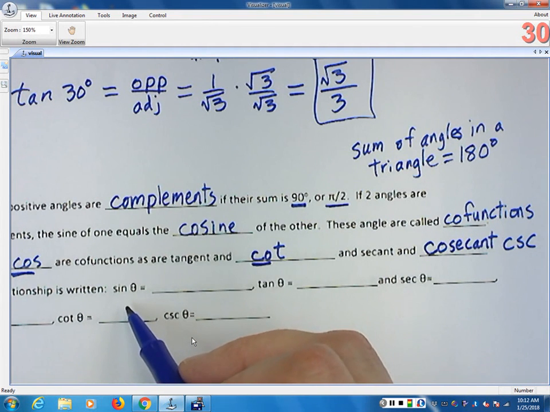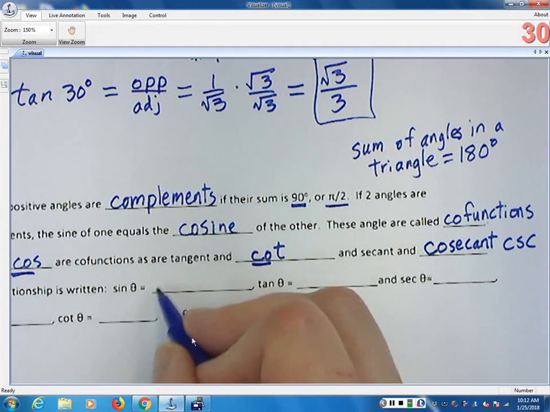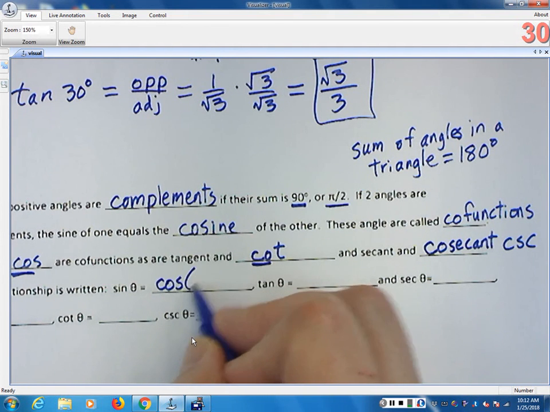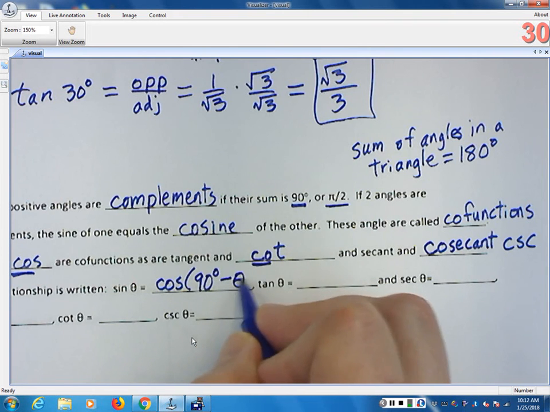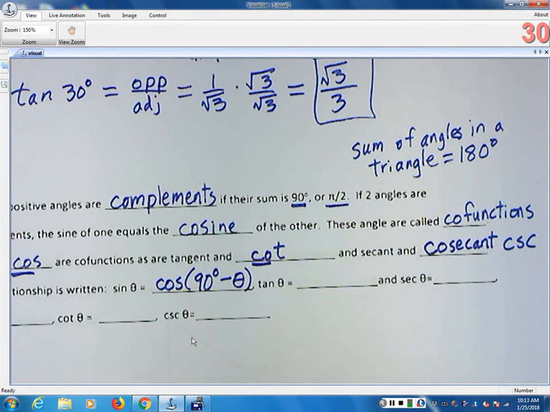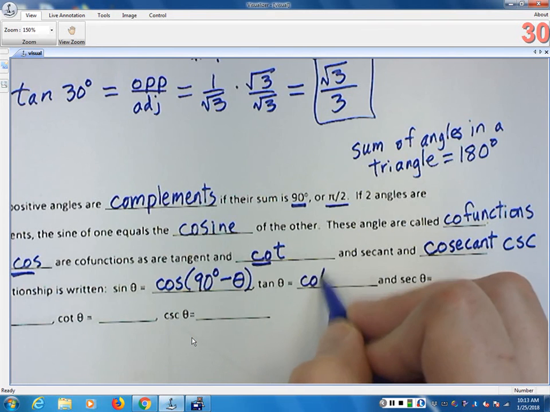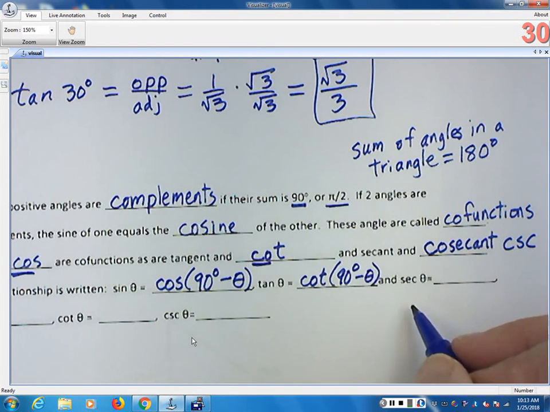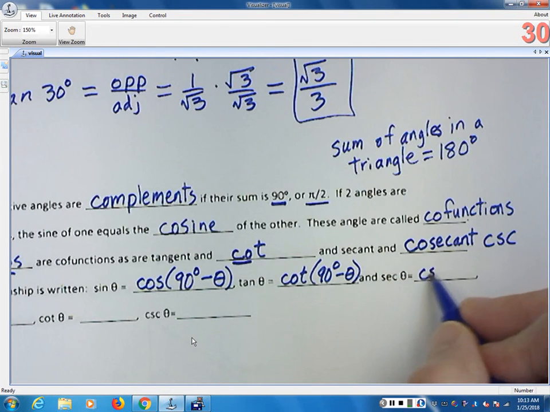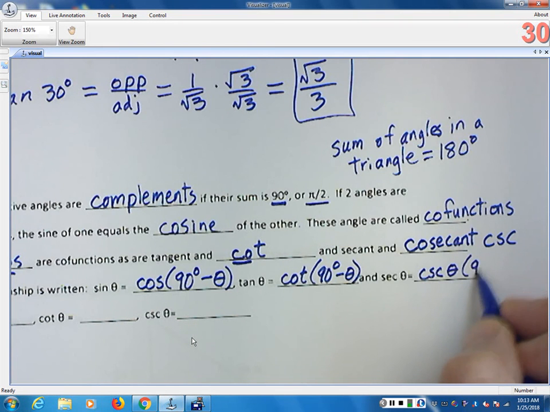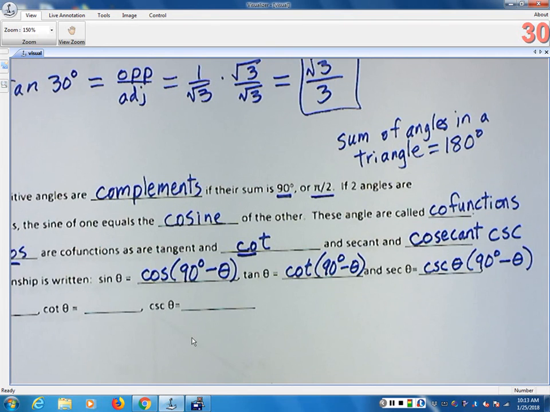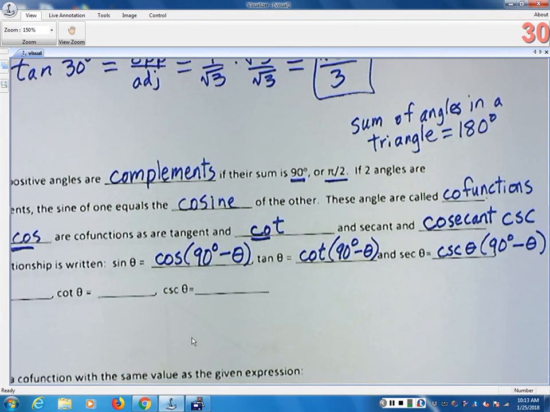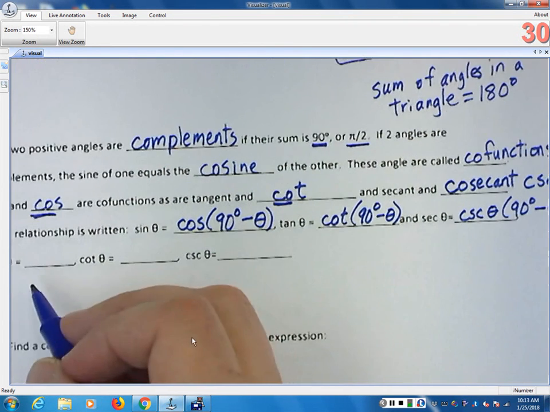So if they're cofunctions, the sine of theta is cosine of 90 minus theta. Tangent of theta is cotangent of 90 minus theta. And secant of theta is cosecant of 90 minus theta. So we can use these properties too. There's more. So we can write cosine in terms of sine.